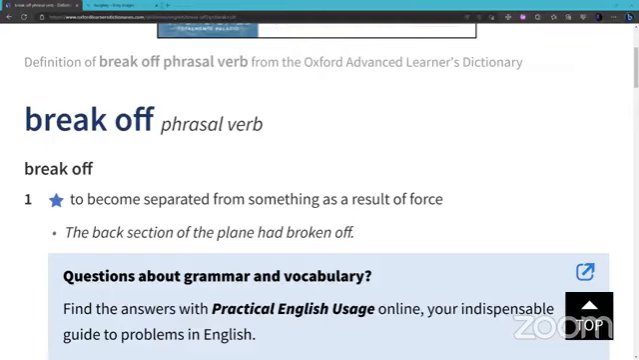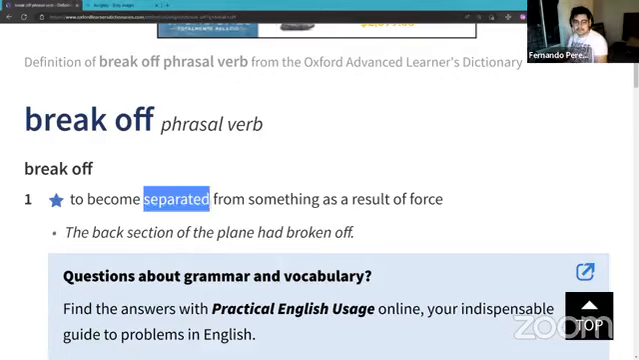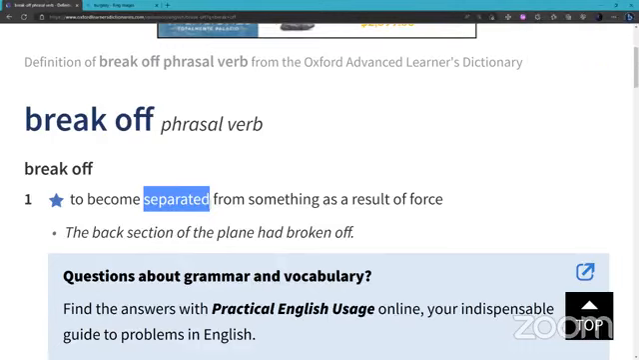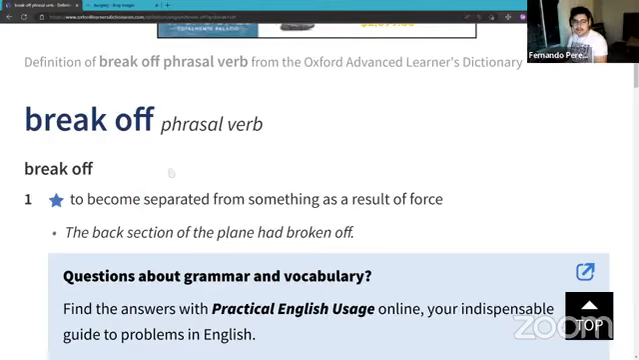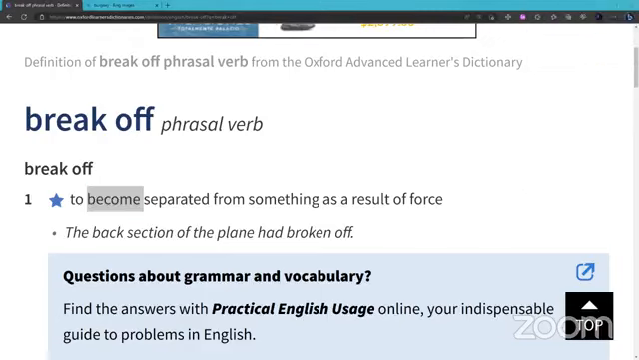Here will be like... separate something by force. Separate something by force. Or is in past. No, you are close. You are very close. What happened to the verb become? Yeah.